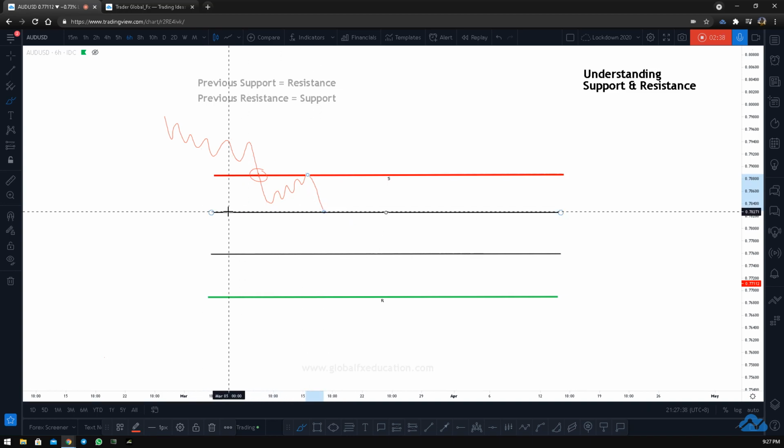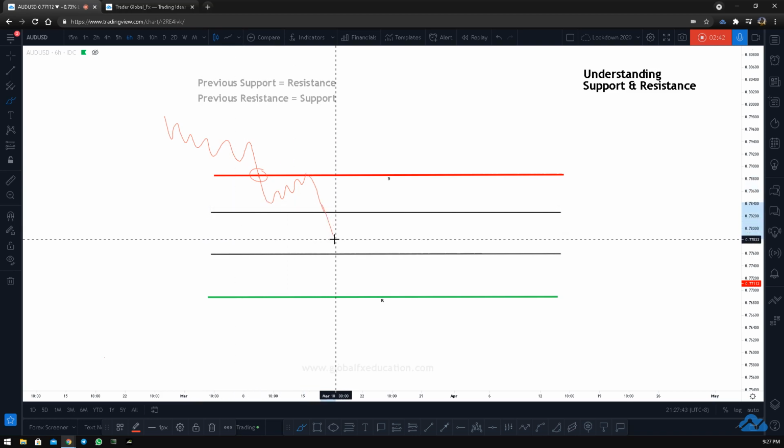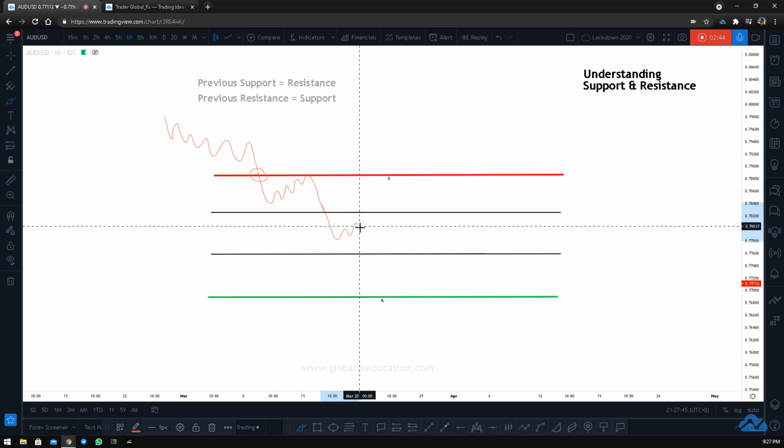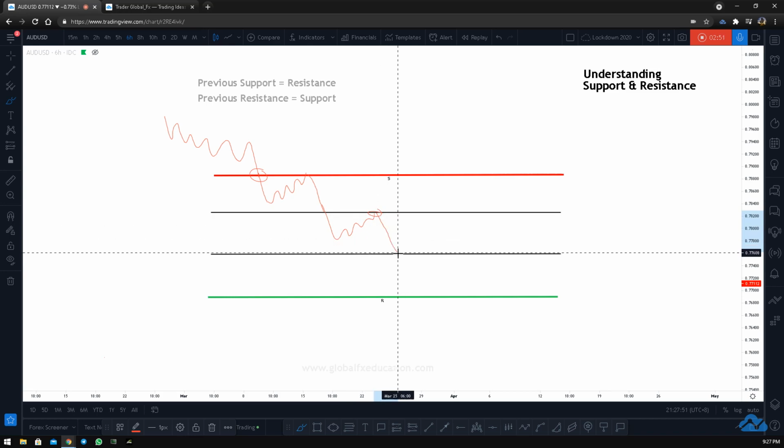So when the market reaches this next support zone and the market breaks this next support zone, then that zone will become a resistance zone again. So the market does this on a daily basis, guys. If the market breaks a support zone, it is automatically known as a resistance.